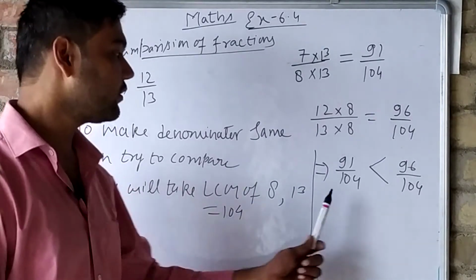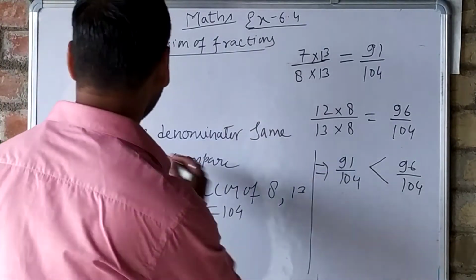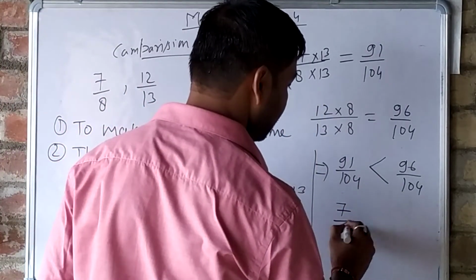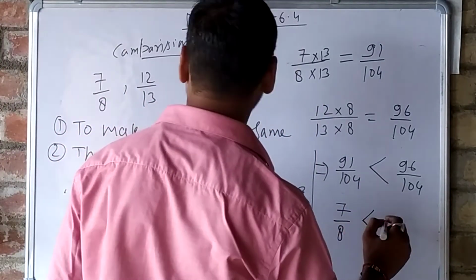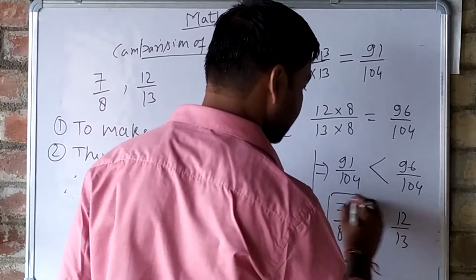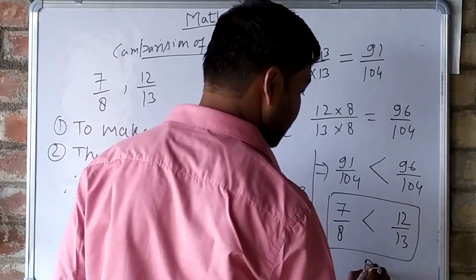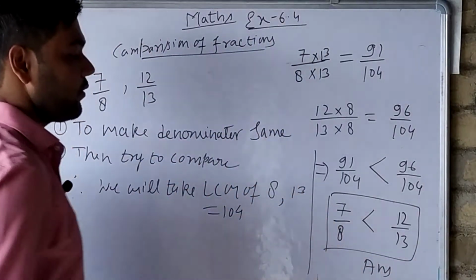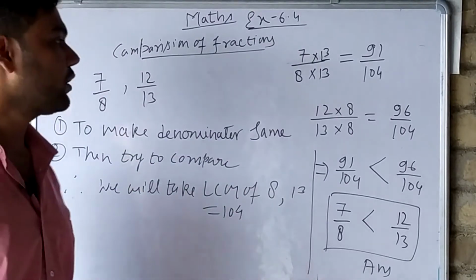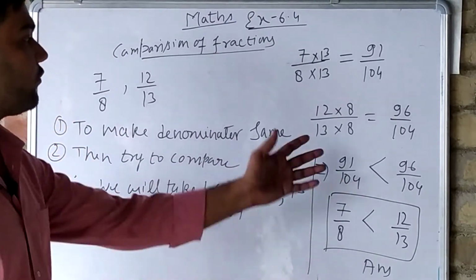Understand? This is greater than this means what? 91 upon 104 is actually 7 by 8. So 7 by 8 is smaller than 12 by 13, this is the answer. Okay. So like this only we will do the comparison of fractions.